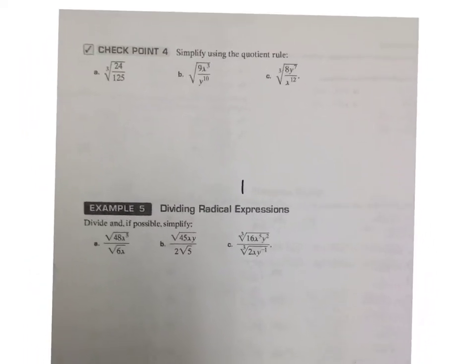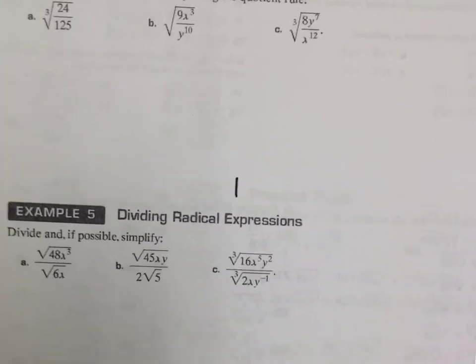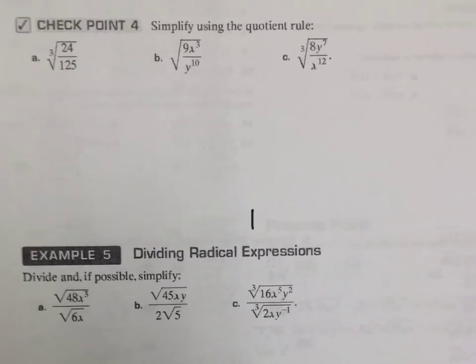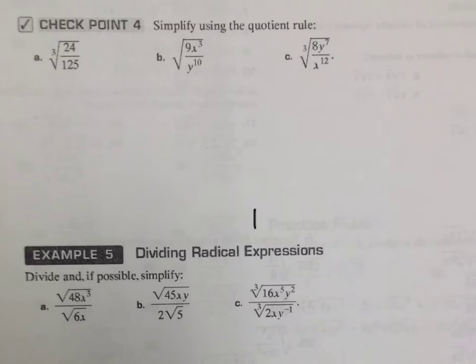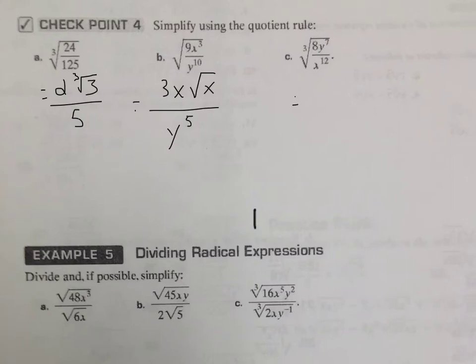Okay, checkpoint 4, let me zoom in again here. 4a is 2 times the cube root of 3 over 5. B is 3x square root of x over y to the 5th. And C is 2y squared.